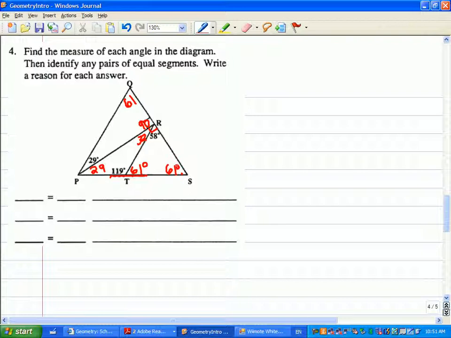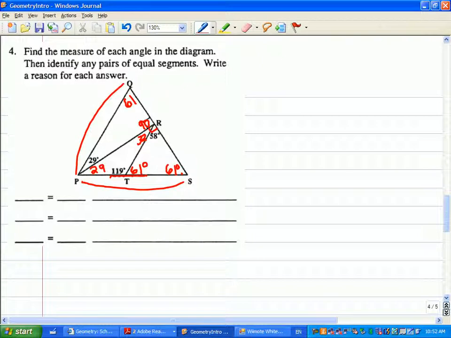Okay, so now that we have all the angles, it says identify any equal segments. So let's try to do that here. Anybody see an equal segments right away that maybe we can identify? PS and PQ. PS, okay, so PS, which goes from here to here. And what was the other one? PQ. PQ? Yeah. This one here? Yeah. Okay, how do you know that? Because the two angles are the same.